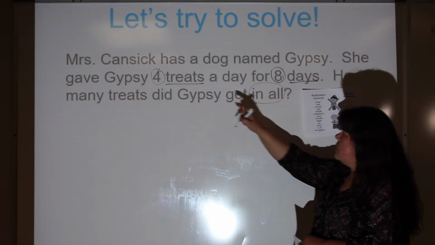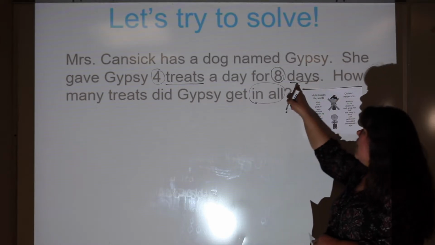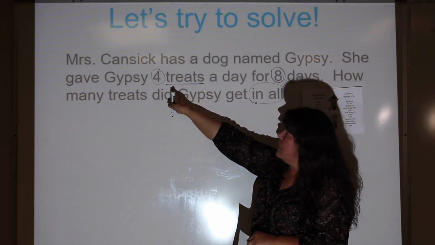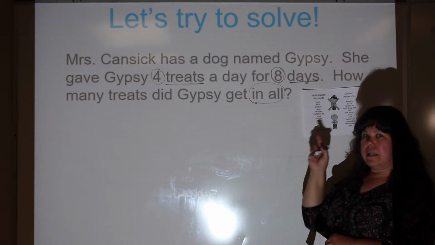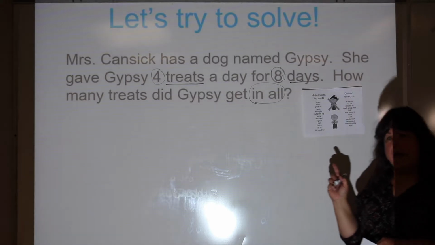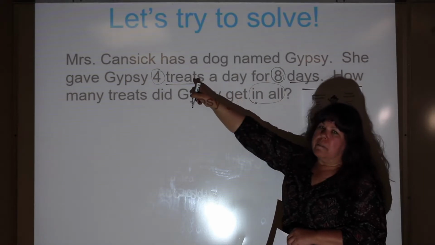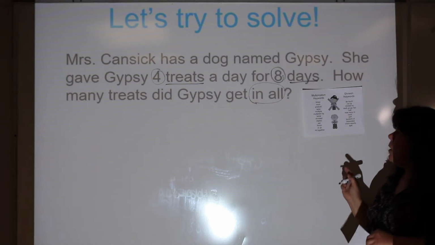Now notice that I circled my numbers and I underlined my labels. I have different labels. It does not say that she got 4 treats and then she got 8 more treats. It does not say treats. That lets me know I am not adding. I am multiplying. Anytime I have different labels, I'm either going to multiply or I'm going to divide. So that kind of helps me figure that part out.